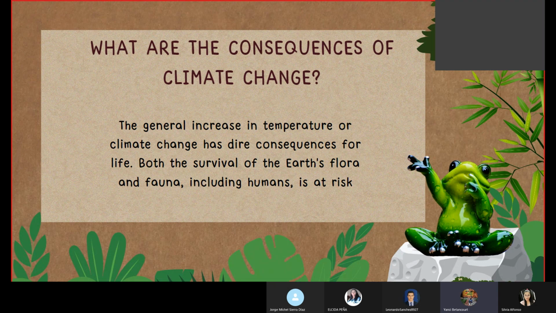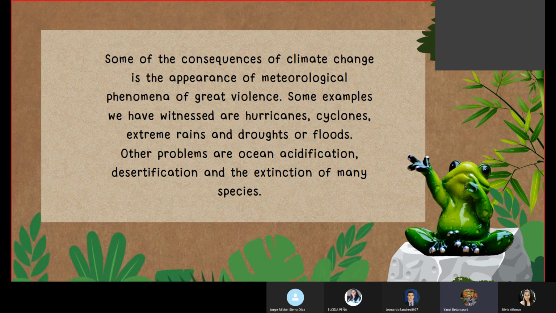Some of the consequences are the appearance of meteorological phenomena of great violence. Some examples we have witnessed are hurricanes, cyclones, extreme rains, droughts or floods. Other problems are ocean acidification, desertification, and the extinction of many species.